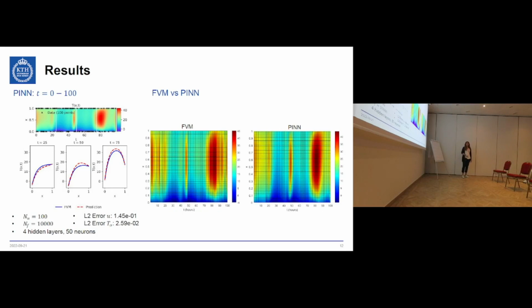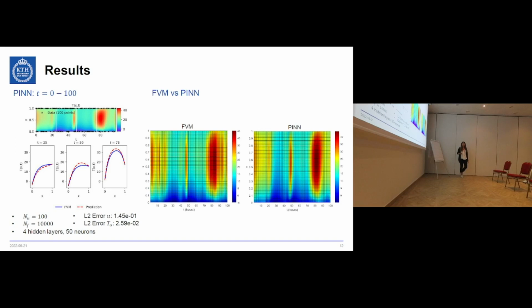We trained using 100 points in time. Here we can see the architecture a bit. We used 100 training points for the boundary conditions instead of 200, and 10,000 collocation points. The architecture is very small compared to a typical neural network: only four hidden layers and 50 neurons. And these are the errors achieved.